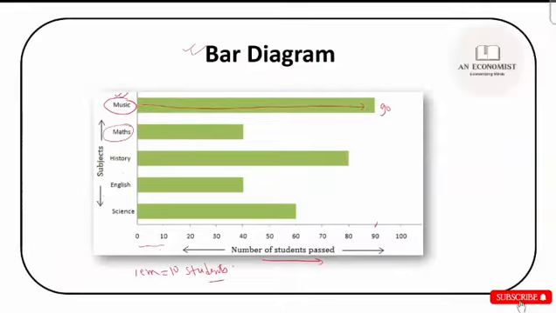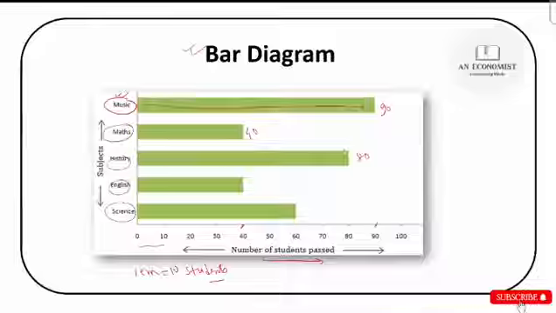Similarly, you can do this for every subject. You have maths, history, science. So for maths you have 40 students that have passed, and for history you have 80 students who have passed, right? So in this way you can derive conclusions from this horizontal bar diagram.